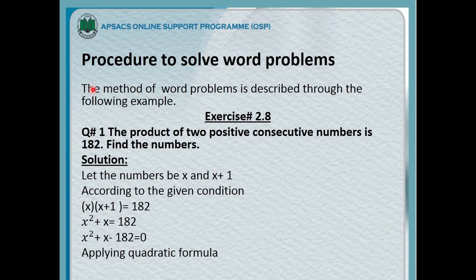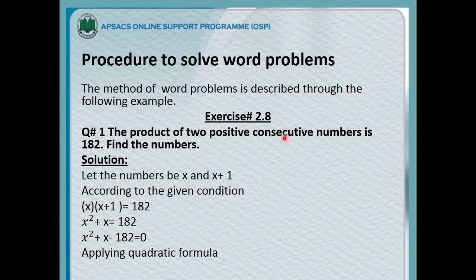Procedure to solve word problems. The method to solve a word problem is described through the following example. Let us solve question number 1 of exercise 2.8, in which the given condition is that the product of two positive consecutive numbers is 182 and we have to find out the numbers.